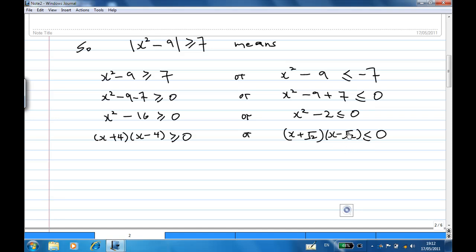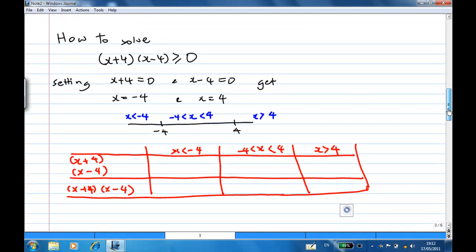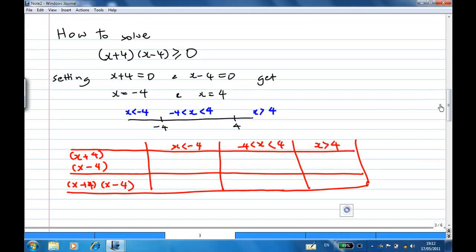So we are going to solve two inequalities. Let's see how we solve the first inequality, (x plus 4)(x minus 4) greater than or equal to 0. You can set x plus 4 equals 0 and x minus 4 equals 0. You get 2 points, x equal to minus 4 and x equal to 4. You can draw this on the number line. The line will be partitioned into 3 parts: x less than minus 4, x between minus 4 and 4, and x greater than 4. Then we can use a sign diagram to determine where the solution is.